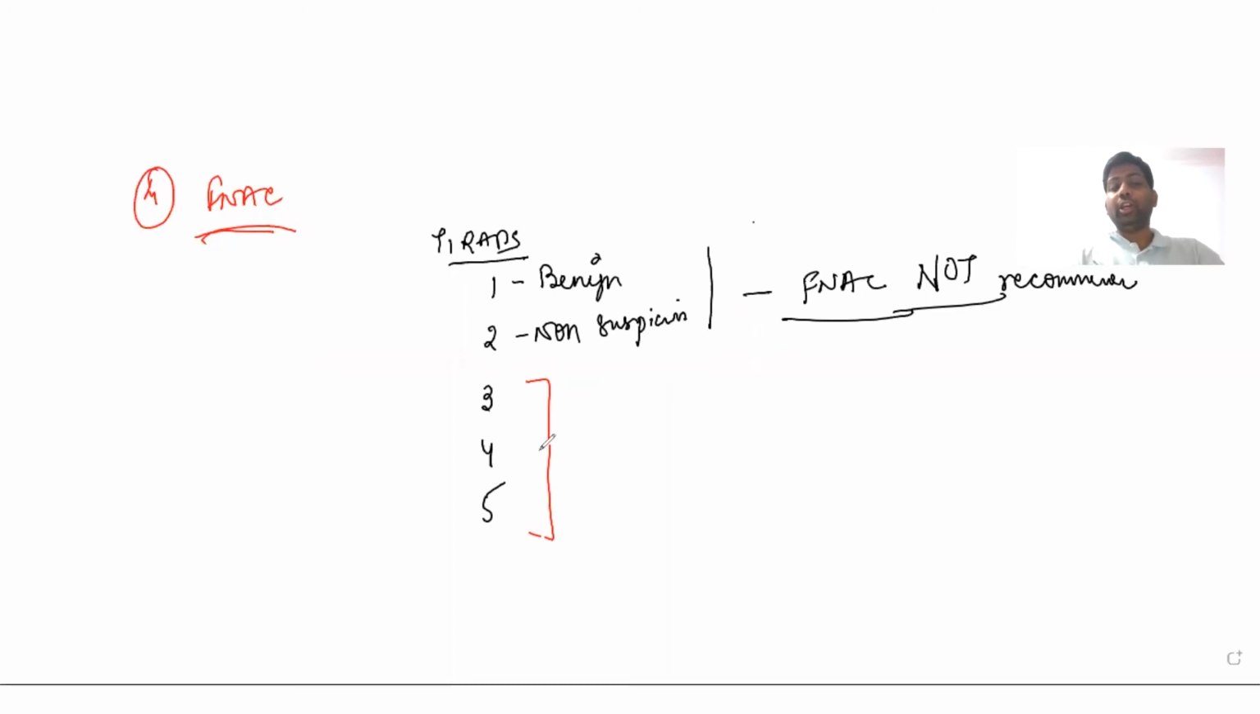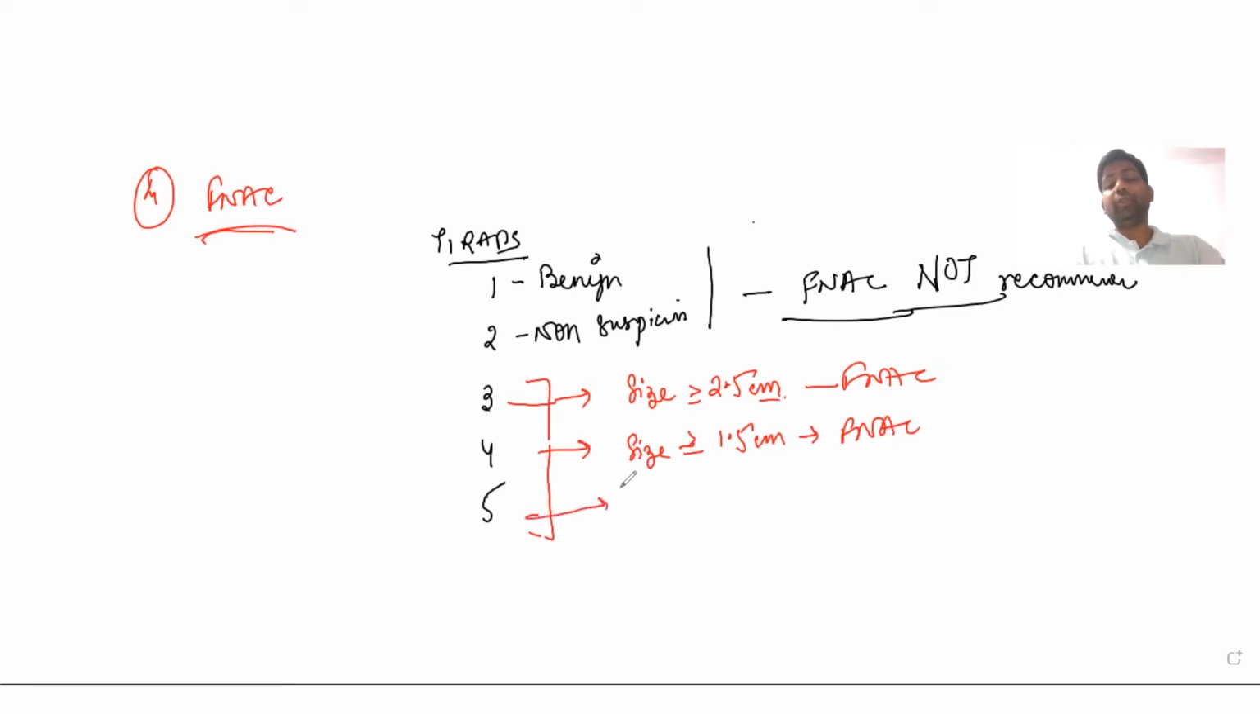Now there is a size criterion above which we go for FNAC. In TIRADS 3, it is suggested that FNAC is to be done if the size of the lesion is more than or equal to 2.5 centimeters. Similarly, in TIRADS 4, if the size of the lesion is more than or equal to 1.5 centimeters, then we go for FNAC. Since there is a higher risk of malignancy, even for a small size we go for FNAC. And in TIRADS 5, if the size is more than 1 centimeter, we go for FNAC, because there is a high chance of malignancy. So we do the FNAC for patients in whom we are suspecting a malignant lesion.